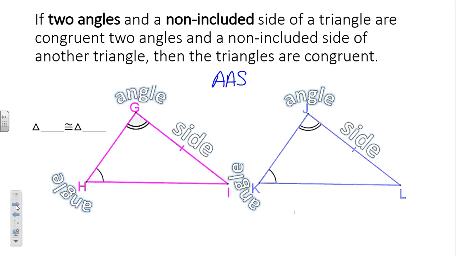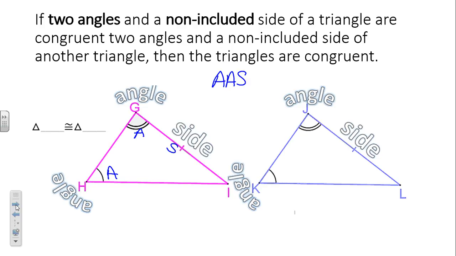Angle, side, angle, all snug up next to each other. No gaps, no jumps, no hops. But on angle, angle, side, we're starting with an angle, we're skipping a side, we're going to another angle, and then we get the side. So only two of them are close to each other. One is separated by a side. Questions?